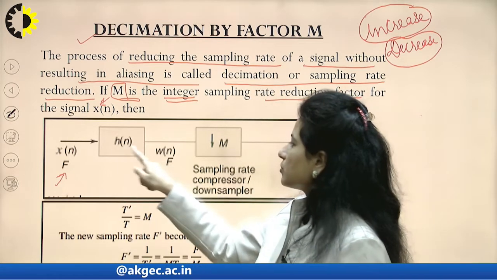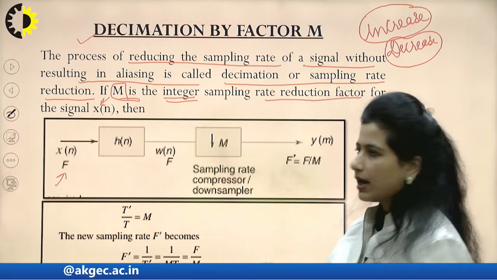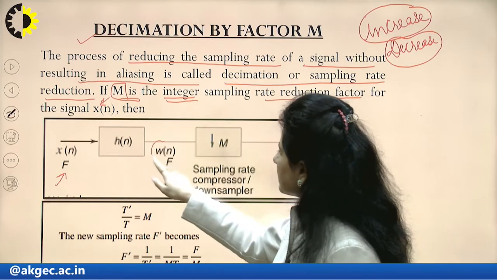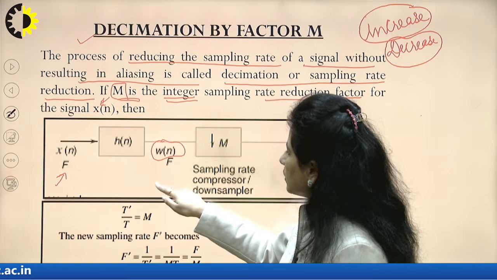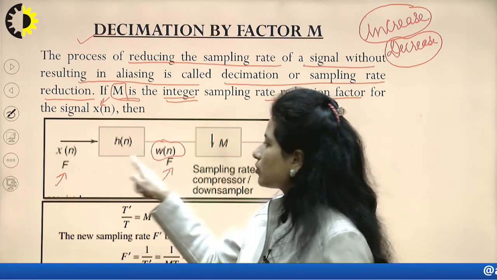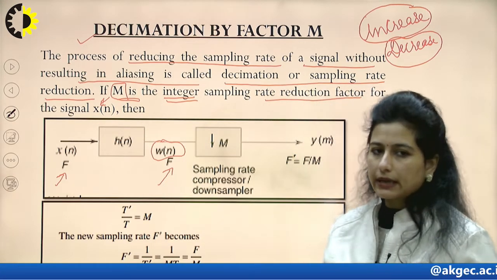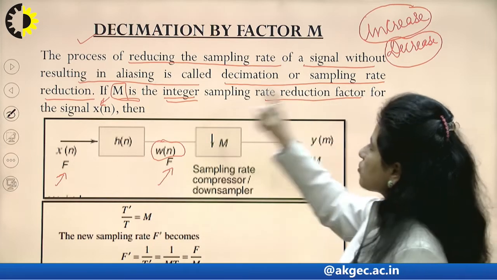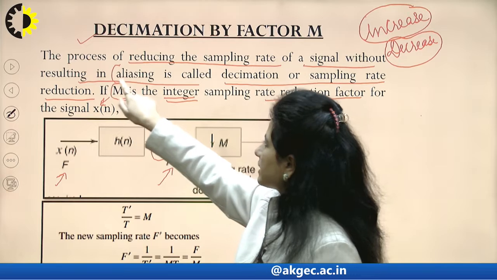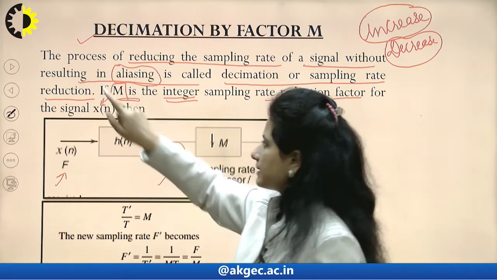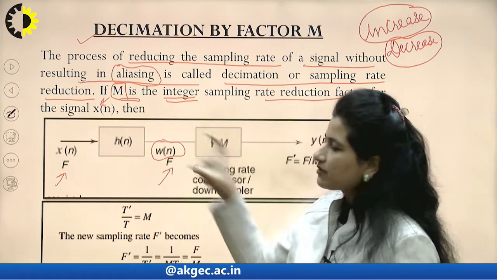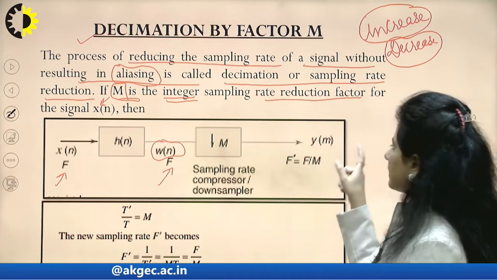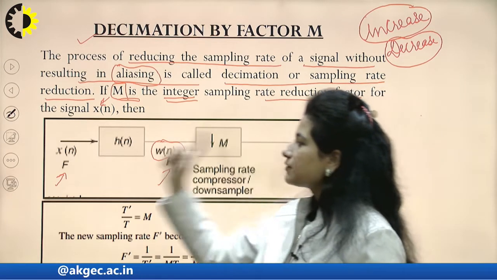It is passed through the filter h(n) and I get an intermediate signal w(n) with the same frequency, because this filter does not change the frequency of the signal. This filter is required because I want to avoid the effect called aliasing. If I do not place this filter here, then whatever I get at the output would be the aliased version of the input.